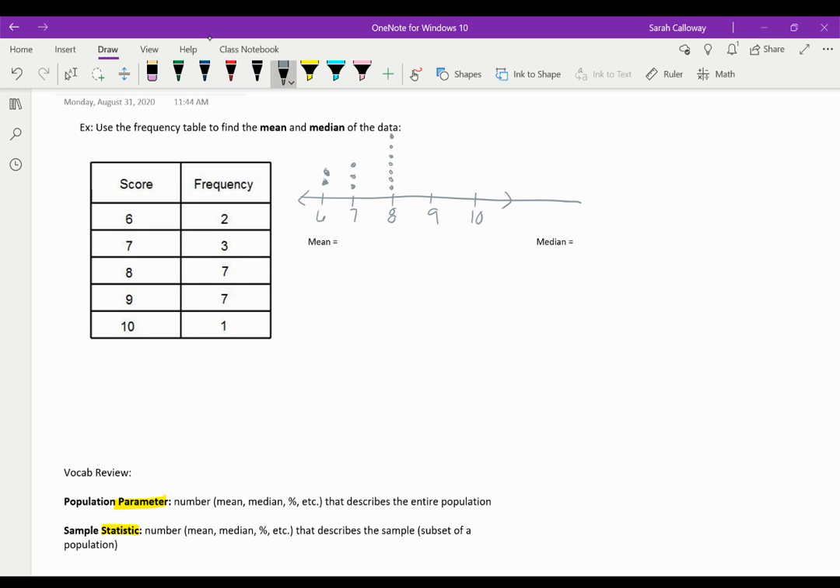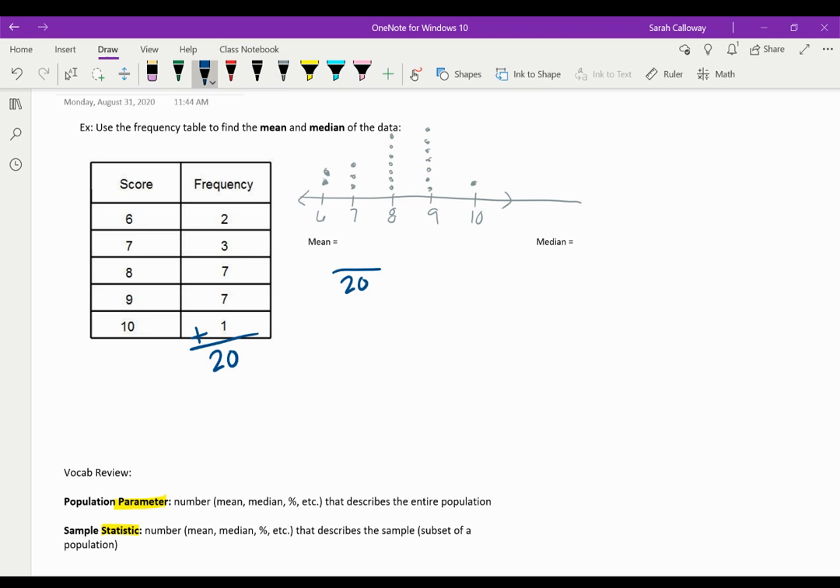And then 7 nines, and 1 ten. Okay, so if I want to find the mean, remember the mean is the sum of all the data values divided by the number of data values. To find the number of data values, I would add up the frequencies. If I add up the frequencies, that's going to give me 20. So that tells me that I have 20 data points.